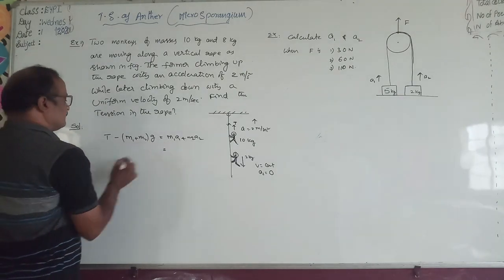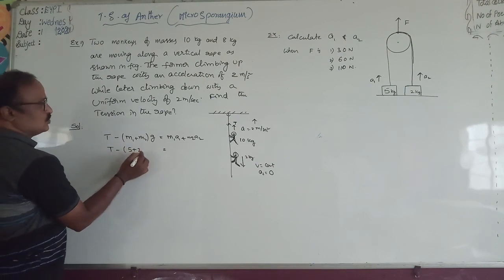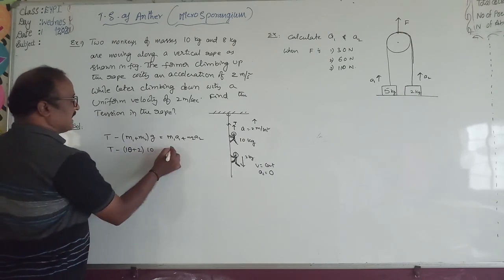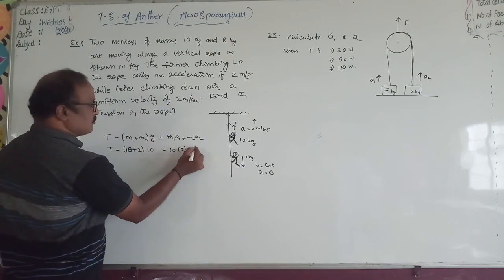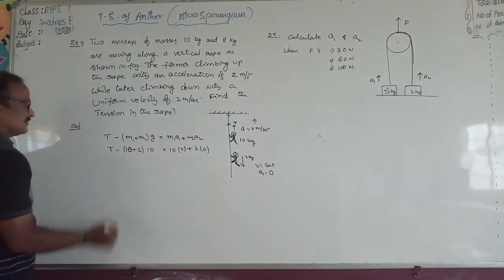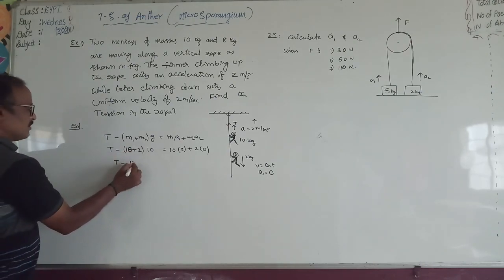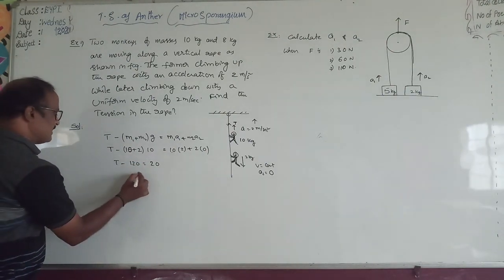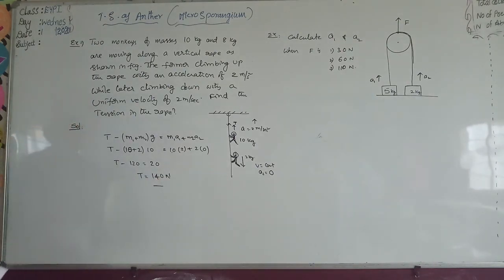Again, this is equal. See here, T minus (10 plus 2) into g. Again, m1 is equal to 10 into a1 equal to 2, plus m2 is equal to 2 into its acceleration. Therefore, capital T minus 12 into 10, that is 120, is equal to 20. Therefore, capital T is equal to what is the value? 140 newtons.